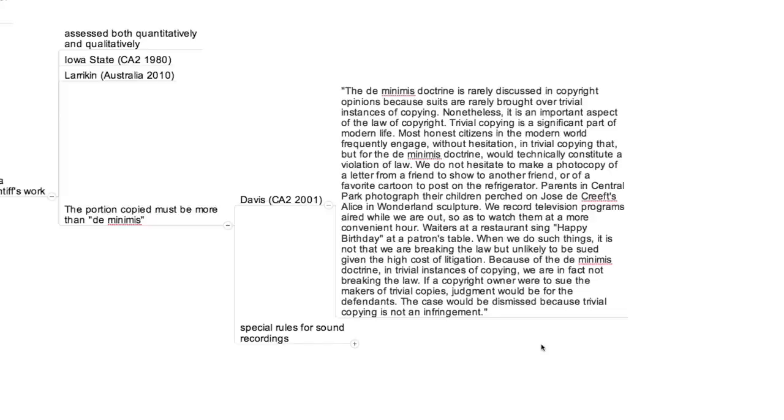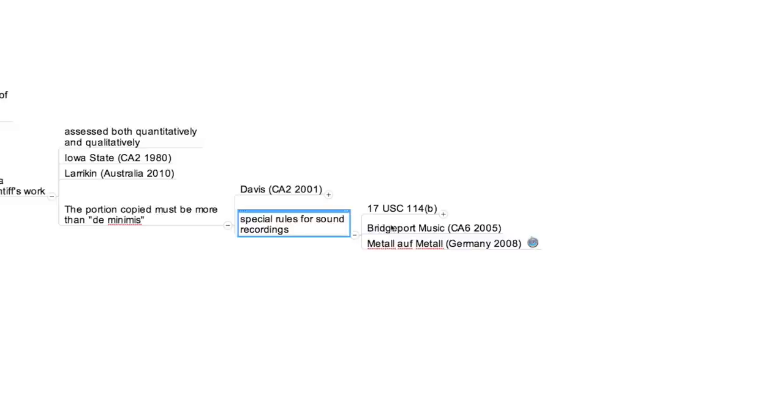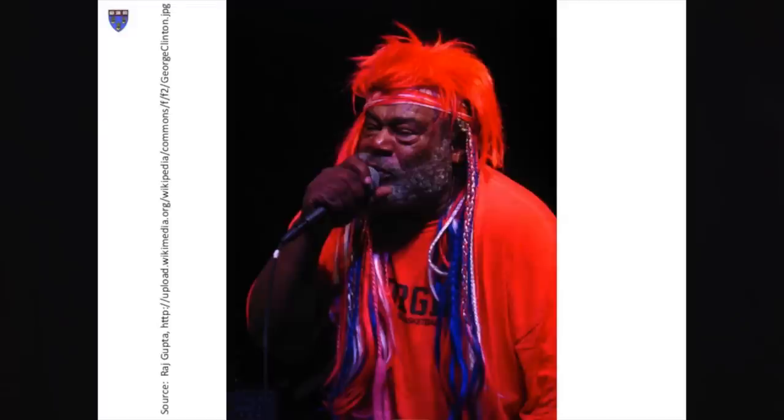There's one important exception to the de minimis doctrine. It's illustrated by the facts of the 2005 case of Bridgeport Music. The plaintiff in that case owned the copyright in a sound recording of the song Get Off Your Ass and Jam, which was originally made by George Clinton Jr. and the Funkadelics. Clinton is pictured in the slide on your screen.